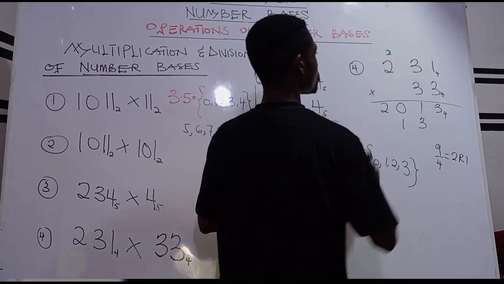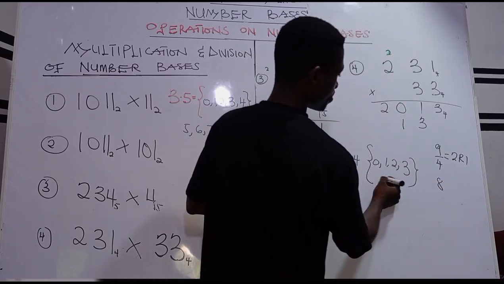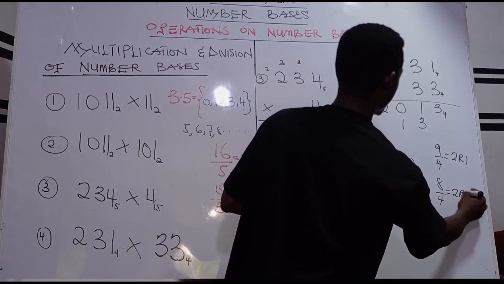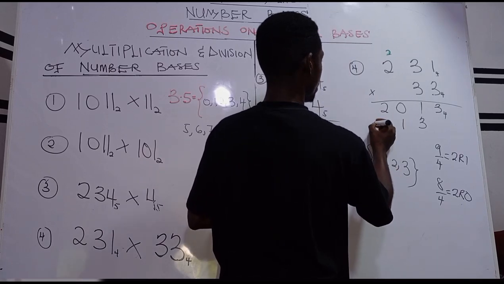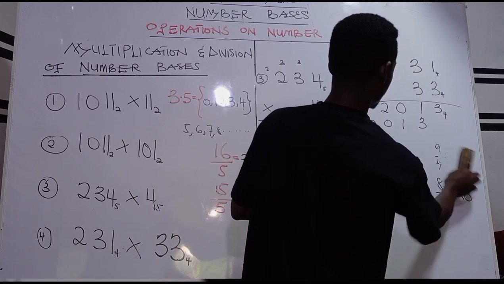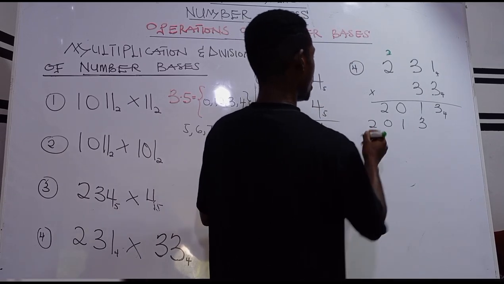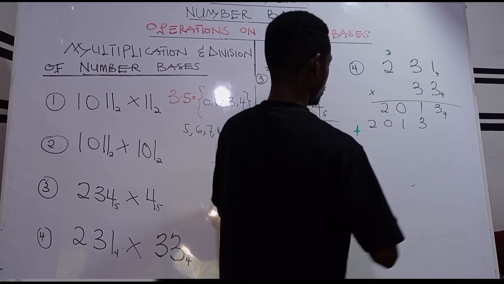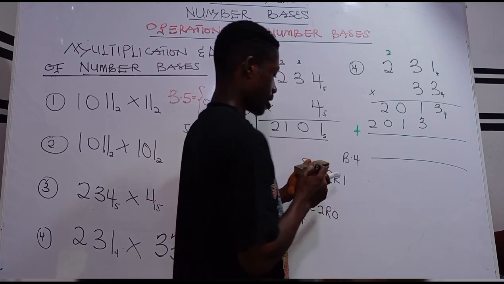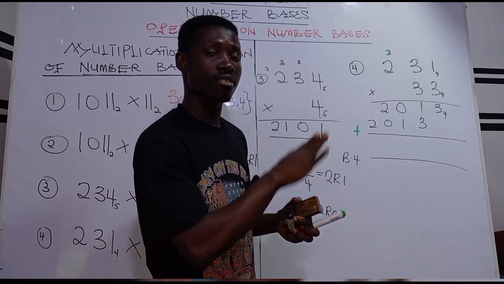3 times 2 will give us 6. 6 plus 2 will give us 8. We can't have 8 in a base 4 numeral. We divide it by 4, and this is giving us 2, remainder 0. So we have our 0 and then our quotient. Now that we are done, we are going to sum them together. Now, since we are working in base 4, the summation of these numbers must also be in base 4. Good.